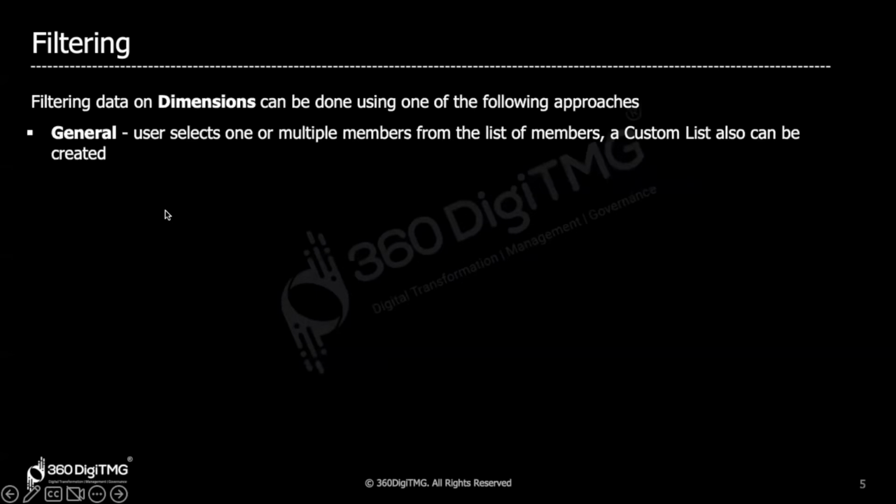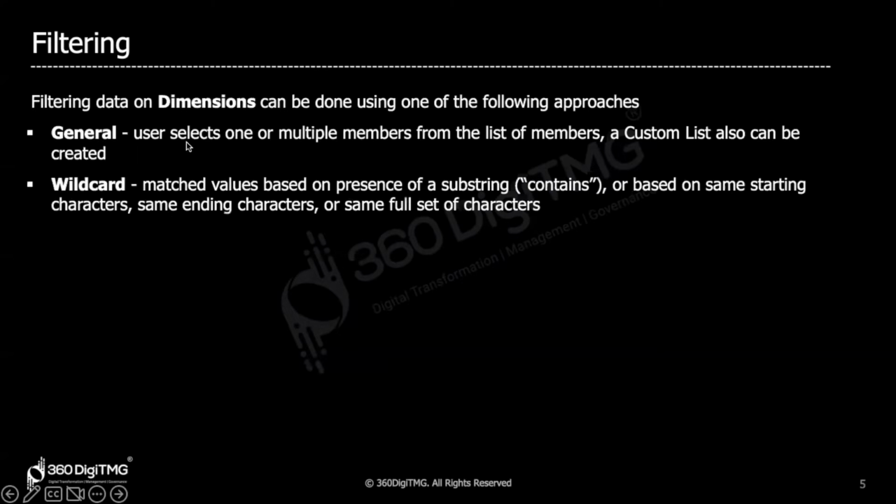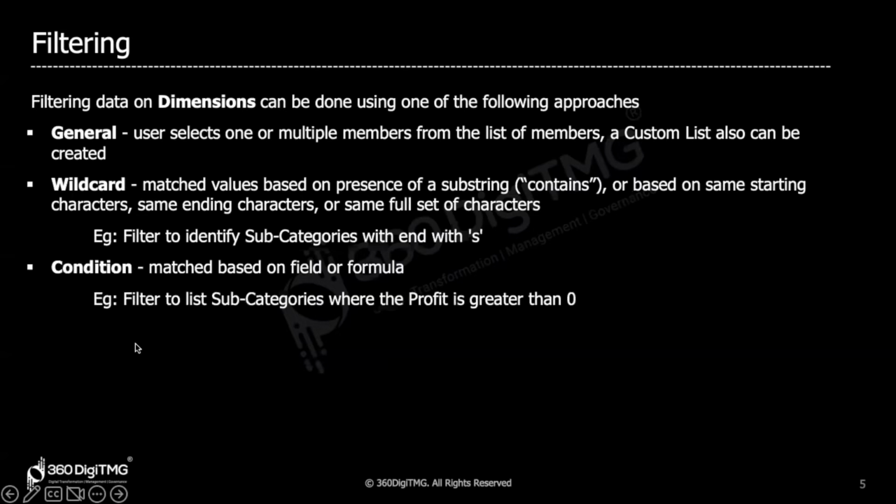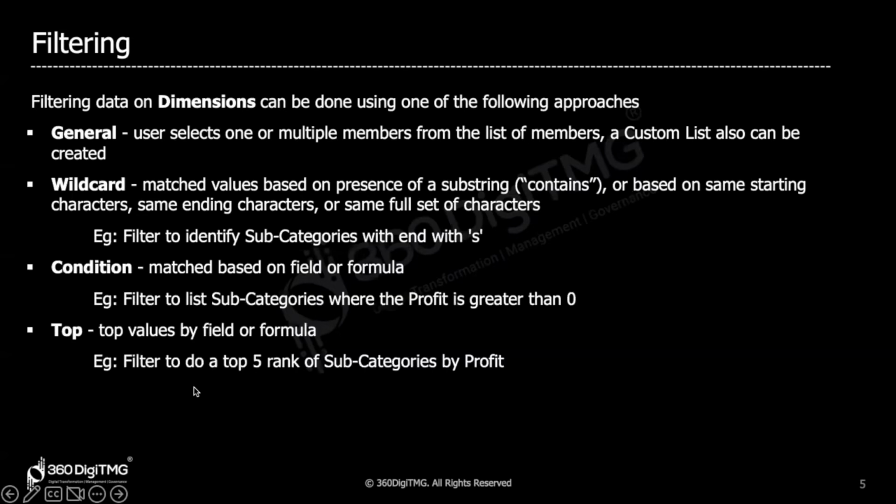Let's begin with dimension filters. There are many ways in which we can filter the data when we use a dimension. We have some tabs called the general tab, the wildcard, condition tab, and there is top. Let's look at this.